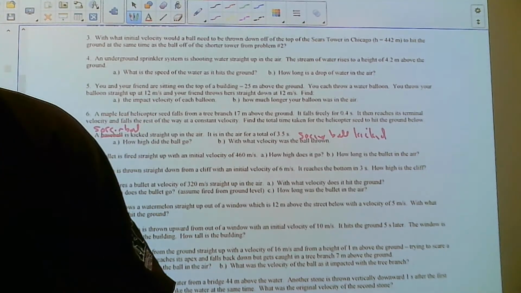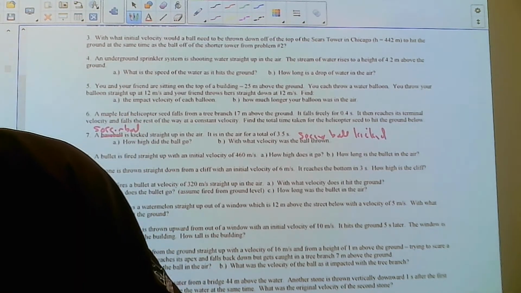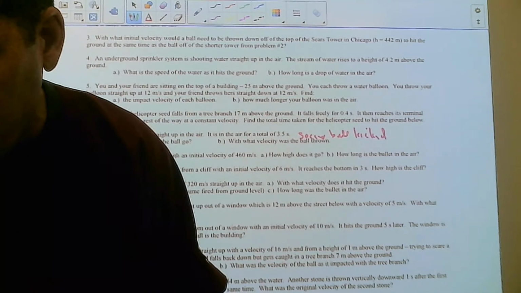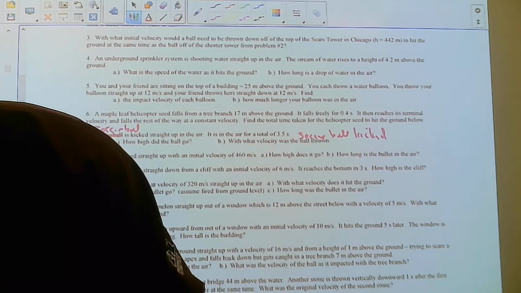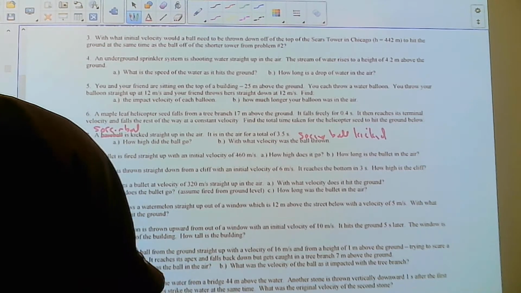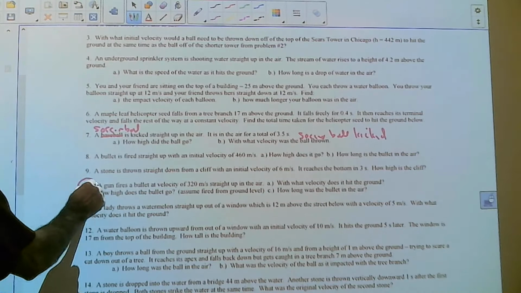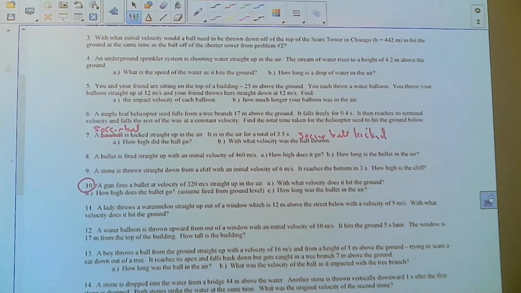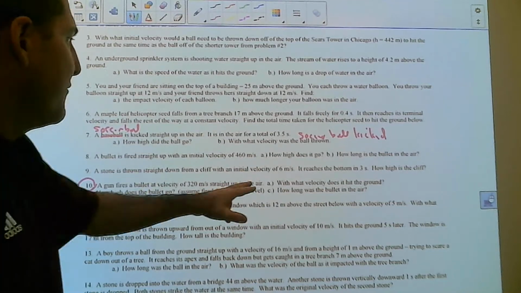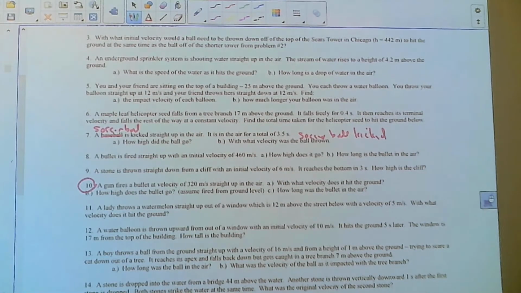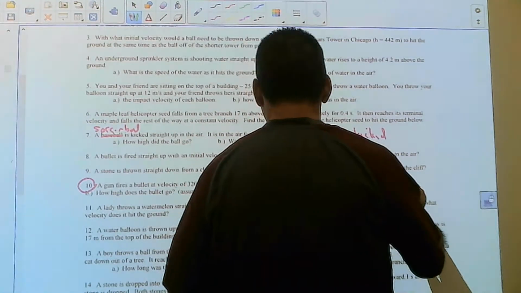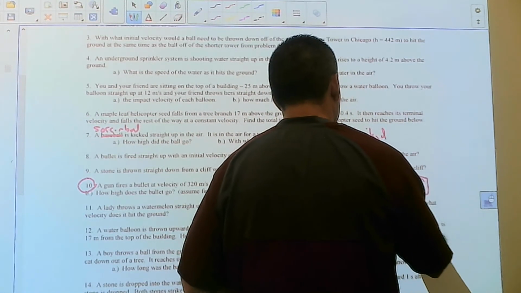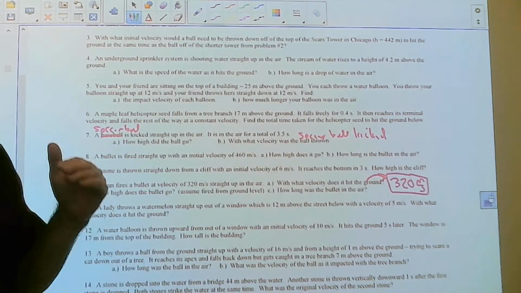So I'm going to do number 9 and 10 for you, and maybe 6. I don't think we'll have time to do 6. We might do that later, but 9 and 10. So let's do number 10 first. So a gun fires a bullet at 320 meters per second straight up in the air. What's the initial velocity, or what velocity does it hit the ground, which is the same as initial velocity. So that answer is 320 meters per second. Because it's a symmetrical problem.